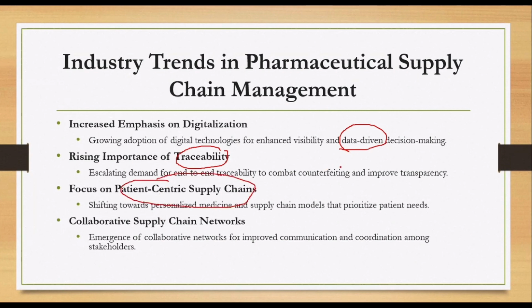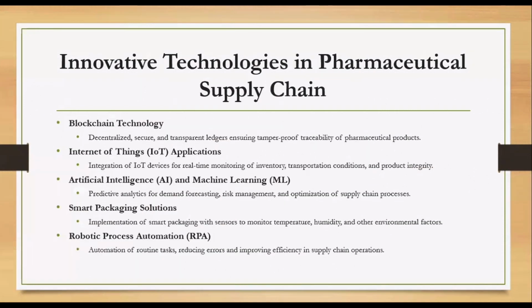So now the focus has moved from product-centric and service-centric to the patient-centric supply chain, because of personalized medicine. Now the entire industry is looking at personalized medicine, and how supply chains are going to align to these kinds of changes. And collaborative supply chain networks. As I told you, the supply chain of the pharmaceutical industry is going to connect internal supply chains and external supply chains. So how do you collaborate the networks so that efficiency can be improved?